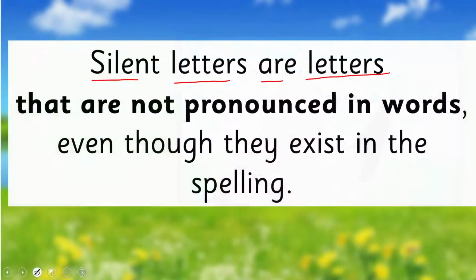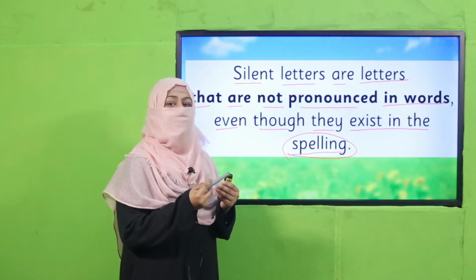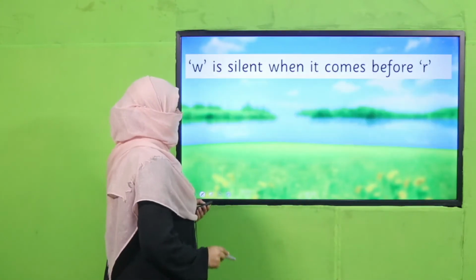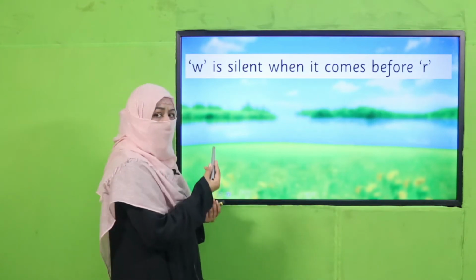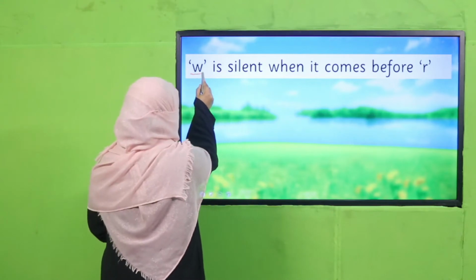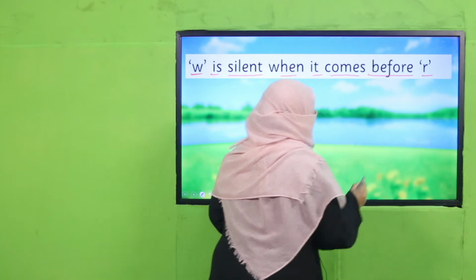Silent letters are letters that are not pronounced in words, even though they exist in the spelling. When we write, we include the silent letters in spellings. But when we speak, there are few letters we don't pronounce. This is the concept of silent letters. Now, how will we find out which letter is silent? The first rule is W. W is silent when it comes before R.